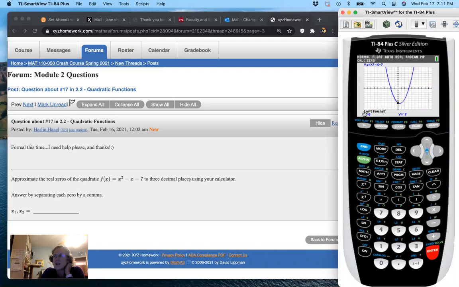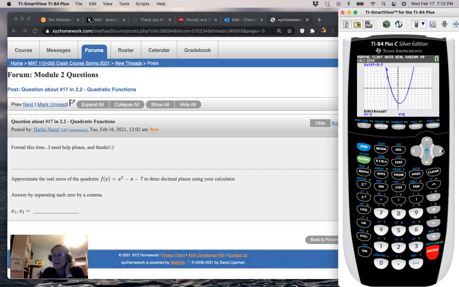And it asks for a left bound. So what you want to do is move the cursor with your arrows to the left of the first x-intercept. So like there's the x-intercept, that's to the left of it and above. Or you could type in an x value that is to the left of it. Like this is -1, -2, -3. I could type -3, enter. And that would be my left bound.